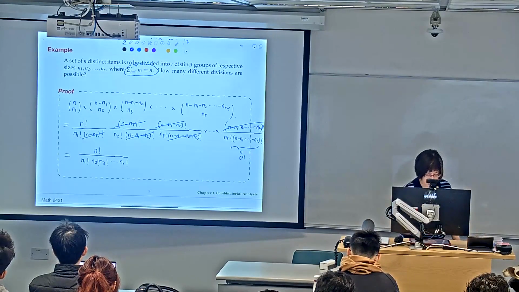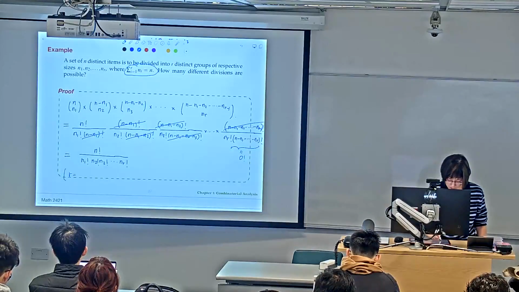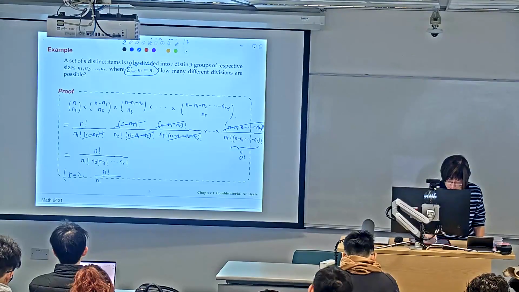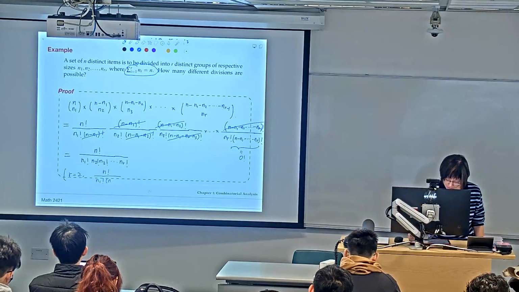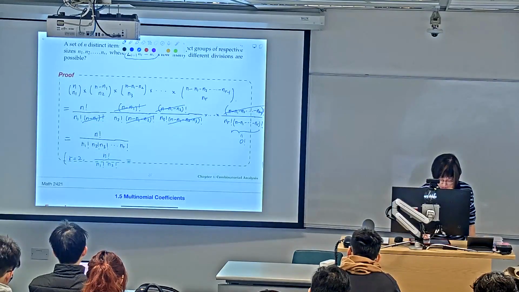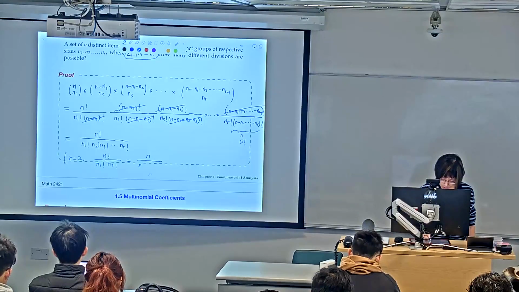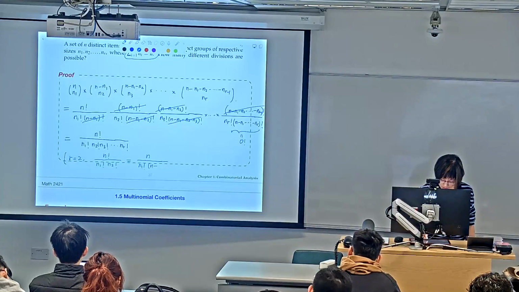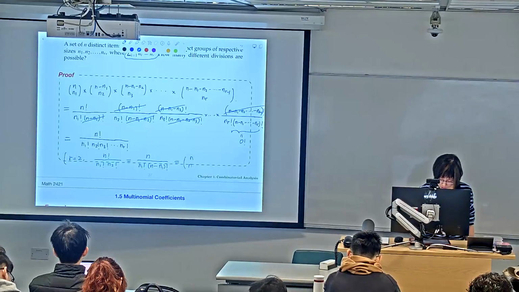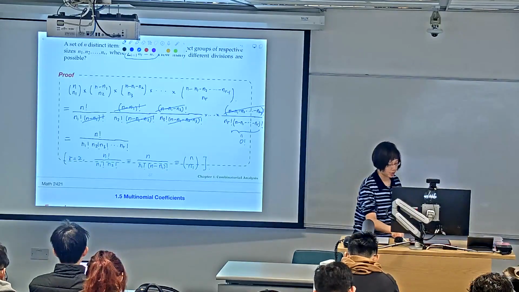And you can check whether this is correct by considering r equals 2. With r equals 2, we should get back the binomial coefficient. In our computation, we get n factorial over n1 factorial times n2 factorial. We know that n1 plus n2 equals n, so you can replace one of them with n minus the other number. So it's exactly n choose n1. It's the same as n choose n2 because of the relationship between n1 and n2.